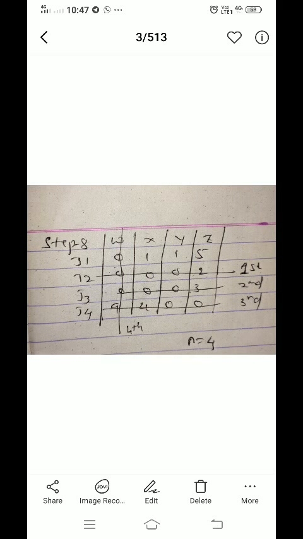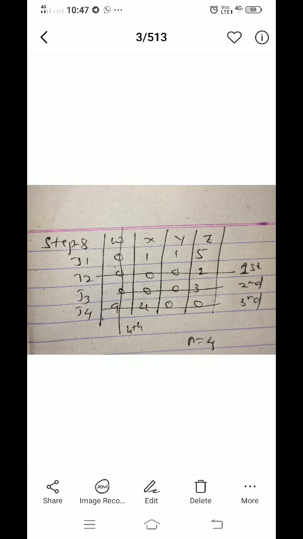Now again strike out by considering the maximum number of zeros. The first column contains the maximum zeros, that is 3. Coming to the first row, it is 0, 1, 0, and the second row again contains 3 zeros, and J3 again contains 3 zeros, and J4 also contains 2 zeros.